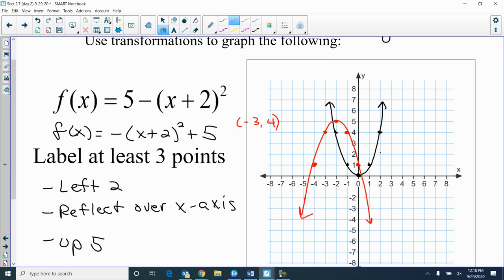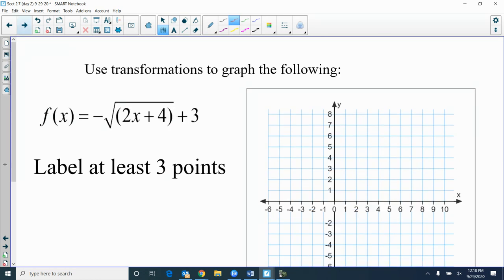Zero, 1. This one's a little bit easier to figure out. All right, slide it left, reflect it, move it. Okay, you can kind of do that in your head. Some others it's not as easy. I copy that one down. Oh, I should have labeled some more points on that other one.